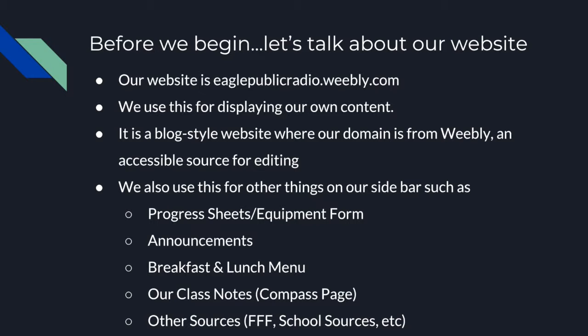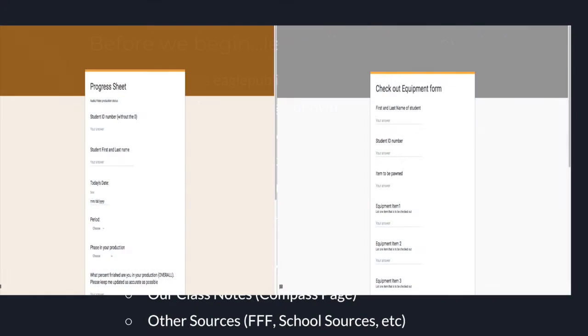Besides posting content, we use this website for something very important for future AV kids: progress sheets and equipment forms. These are Google Forms that Mr. Sanchez has created. The progress sheet you have to do every day, and it's basically giving him an update of what project you are doing and what phase you are in, whether you are still brainstorming it, still working on it, or you already finished it. That way, Mr. Sanchez can have an idea of what exactly you're doing and how far you are from finishing it.